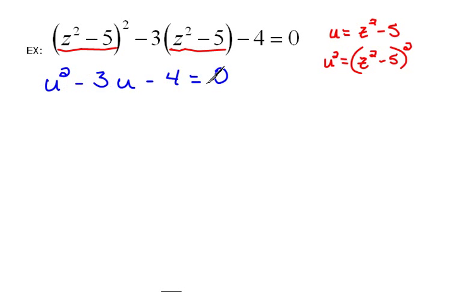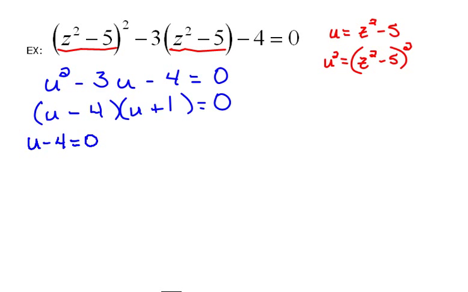Now this can be factored easily. If it can't be factored easily, we could always use the quadratic formula or completing the square. So let's see, that will factor into u and u, and this would be minus 4 plus 1 would give us the minus 3 in the middle. So now if I take each one of the factors and set those equal to 0 and solve, we would have u equals 4 and u equals negative 1.